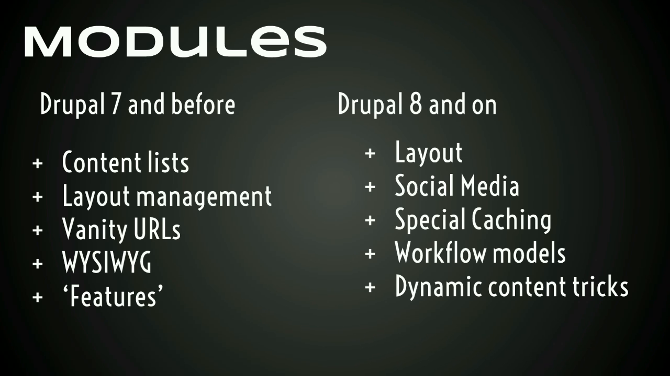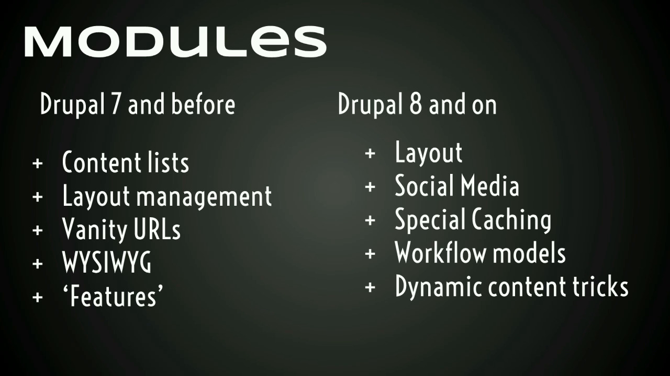I want to talk through the module. So everyone knows in Drupal, or if you don't know, modules are sort of like those extra Legos that you can add on to make the ship even more full-featured. In Drupal 7 and before, there were tons and tons of modules in the contrib space that you could add onto your site. To get a relatively functional site, you usually needed at least 30 modules. You needed modules to do content lists, layout management, even vanity URLs, a module for a WYSIWYG, and modules like Features to do your configuration management so you could move your configuration through different environments. So there's a really deep amount of contrib modules that were in Drupal 7.